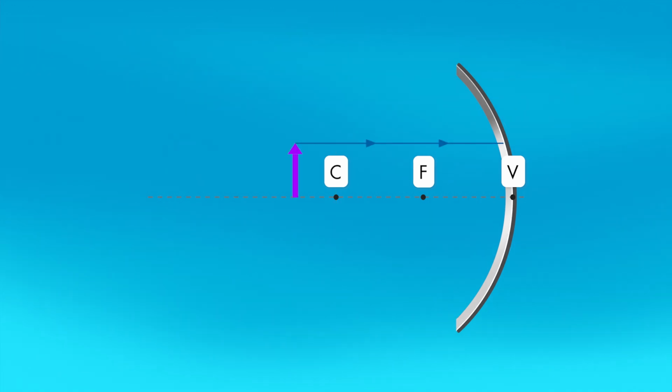The first incident ray is drawn from the top of the object parallel to the optical axis. It will reflect and pass through the focal point. A second incident ray drawn from the top of the object and passing through the focal point will reflect parallel to the optical axis. The image will appear where the reflected rays converge. Notice that the image is inverted. The image formed by a concave mirror is usually inverted. Also notice that the image is smaller than the object.